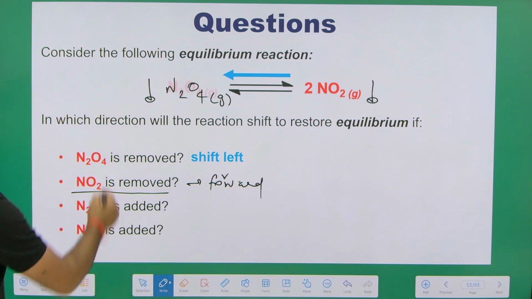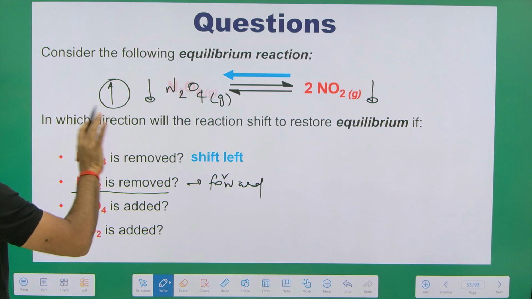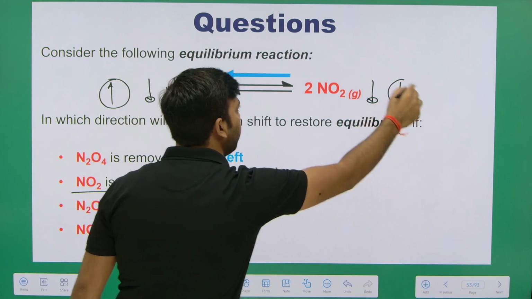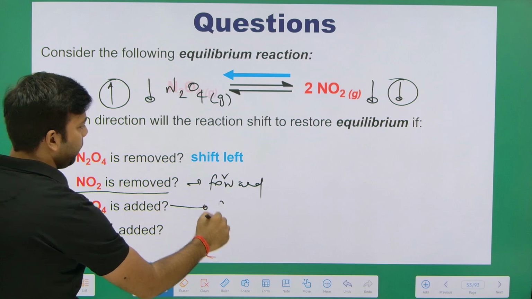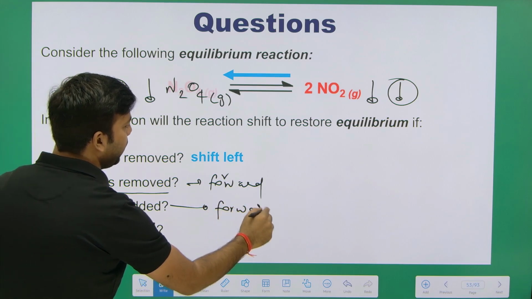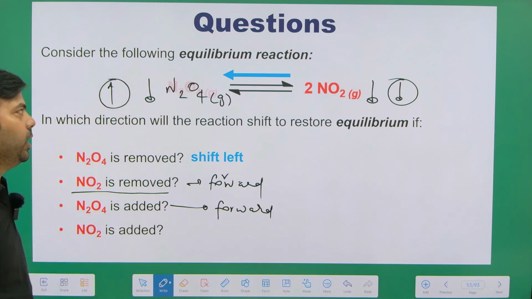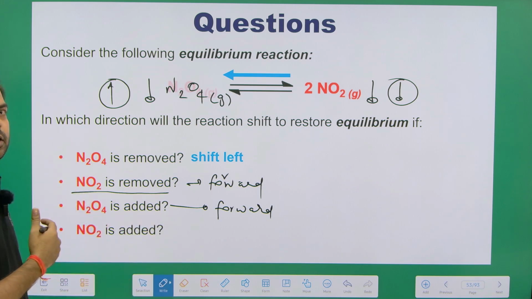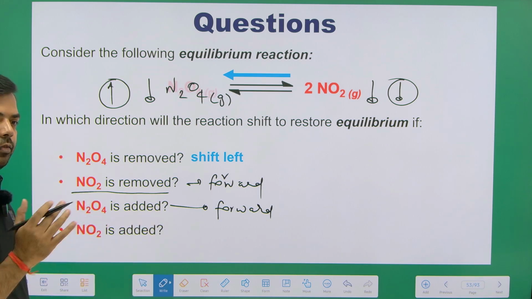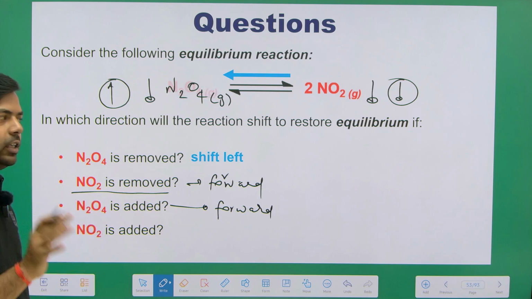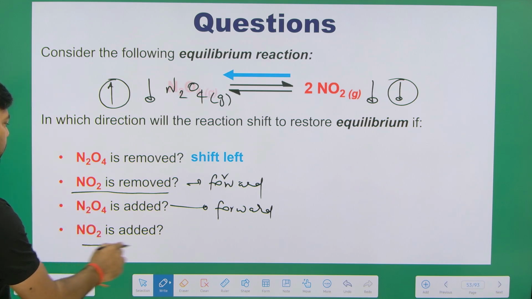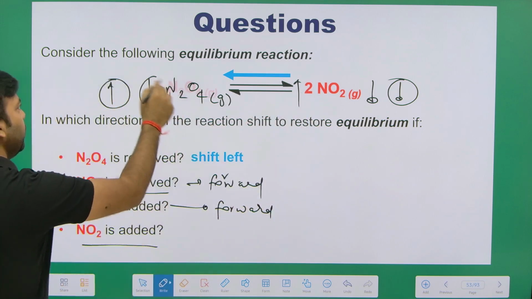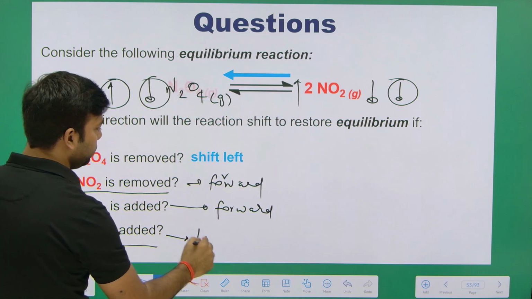N2O4 is added. If N2O4 is added, it means NO2 is decreasing. So again forward. Because reactant and product have an opposite relation. If reactant is increasing, product is decreasing. If product is decreasing, reactant is increasing. So you always have to shift the equilibrium to the lower side, the decreasing side. NO2 is added, it means reactant decreasing. Reactant decreasing means left. Simple.